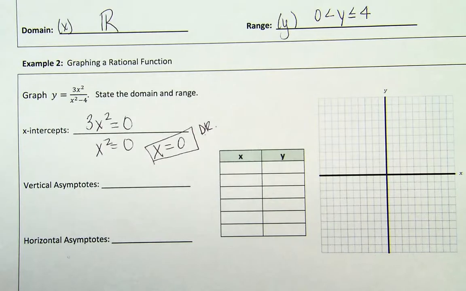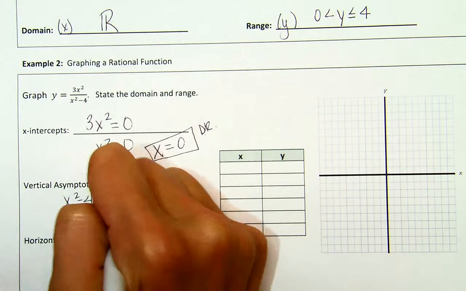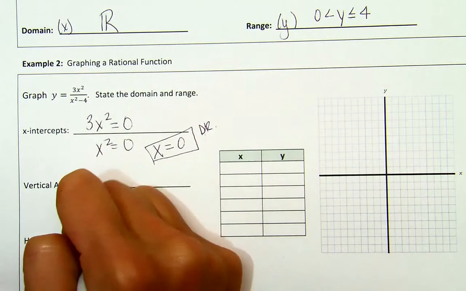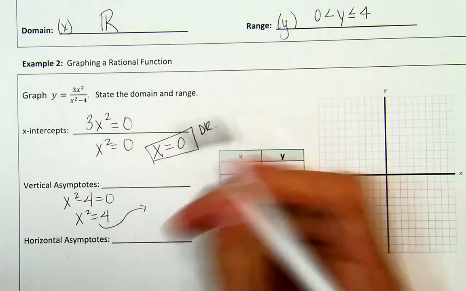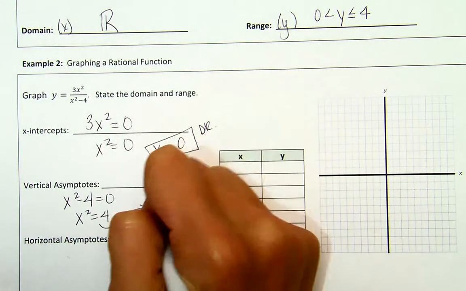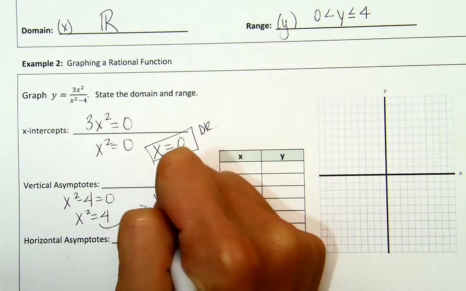Your vertical asymptote is found by taking your denominator and setting that equal to 0. So x squared minus 4 is equal to 0. Add 4 to both sides, we get x squared is equal to 4. Square root both sides, since it's a positive 4, we can get x is equal to positive and negative 2.